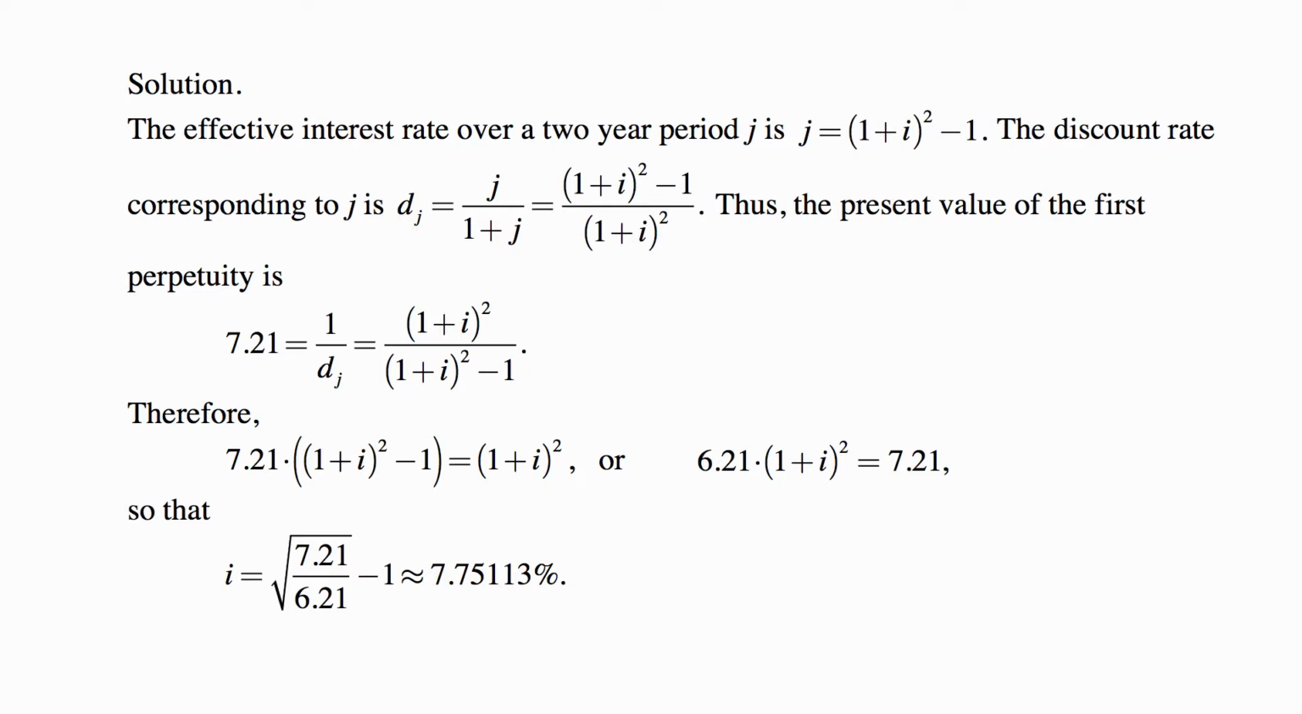So the present value of the first perpetuity, which is known to be 7.21, is 1 over this d sub j, which is the reciprocal of what d sub j is. So it's (1 plus i) squared over ((1 plus i) squared minus 1). But that's an equation with i being the unknown. So we multiply it out, and we solve it, and we get i to be the square root of 7.21 over 6.21, minus 1. It's about 7.75%.